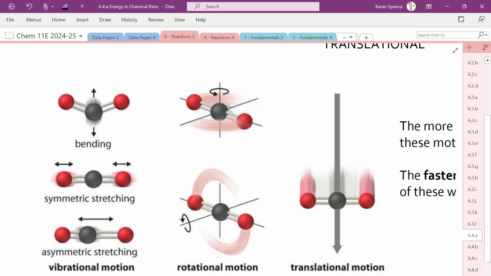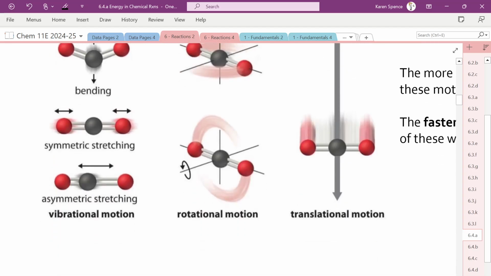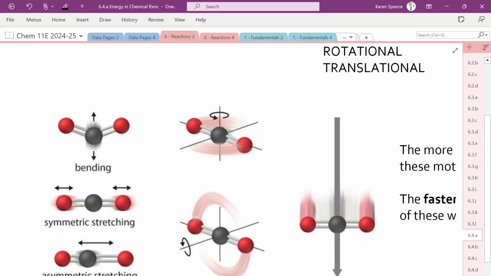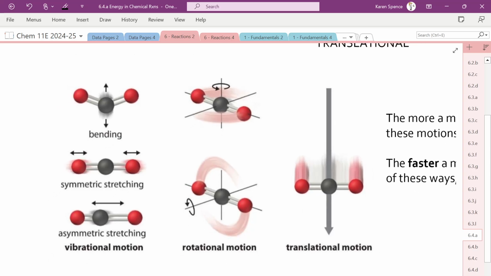If you really want to get out of your chair and try rotational motion, you can do that. There's rotational motion in all three directions, X, Y, and Z. And then of course, translational motion is where it moves, so it can be moving and rotating and vibrating in all sorts of dimensions and things like that.